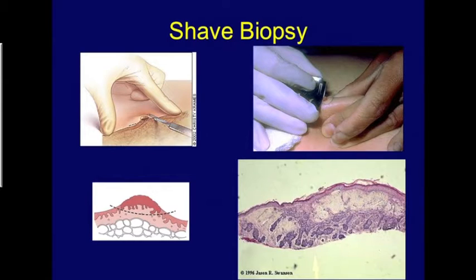So here we have a shave biopsy. We usually take the blade, and some people use these fancy ones that look like shaving blades, but a 15 blade is usually what most people use. And if you have something like a basal cell carcinoma where you know most of the activity is going to be on the surface, then this is an ideal way to biopsy.